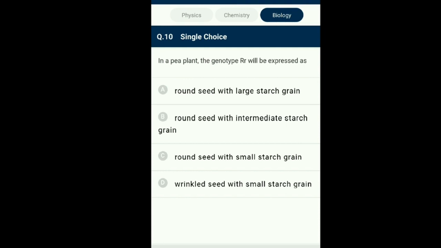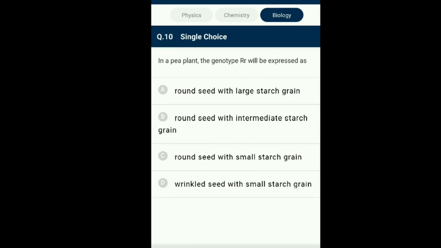Starch is synthesized effectively by capital B homozygous, and therefore large starch grains are produced. In contrast, small b homozygotes have lesser efficiency in starch synthesis and produce small starch grains. After maturation of seeds, capital B seeds are round and the small b seeds are wrinkled. Heterozygotes, capital B small b, form round seeds, but the starch grains are of intermediate size.